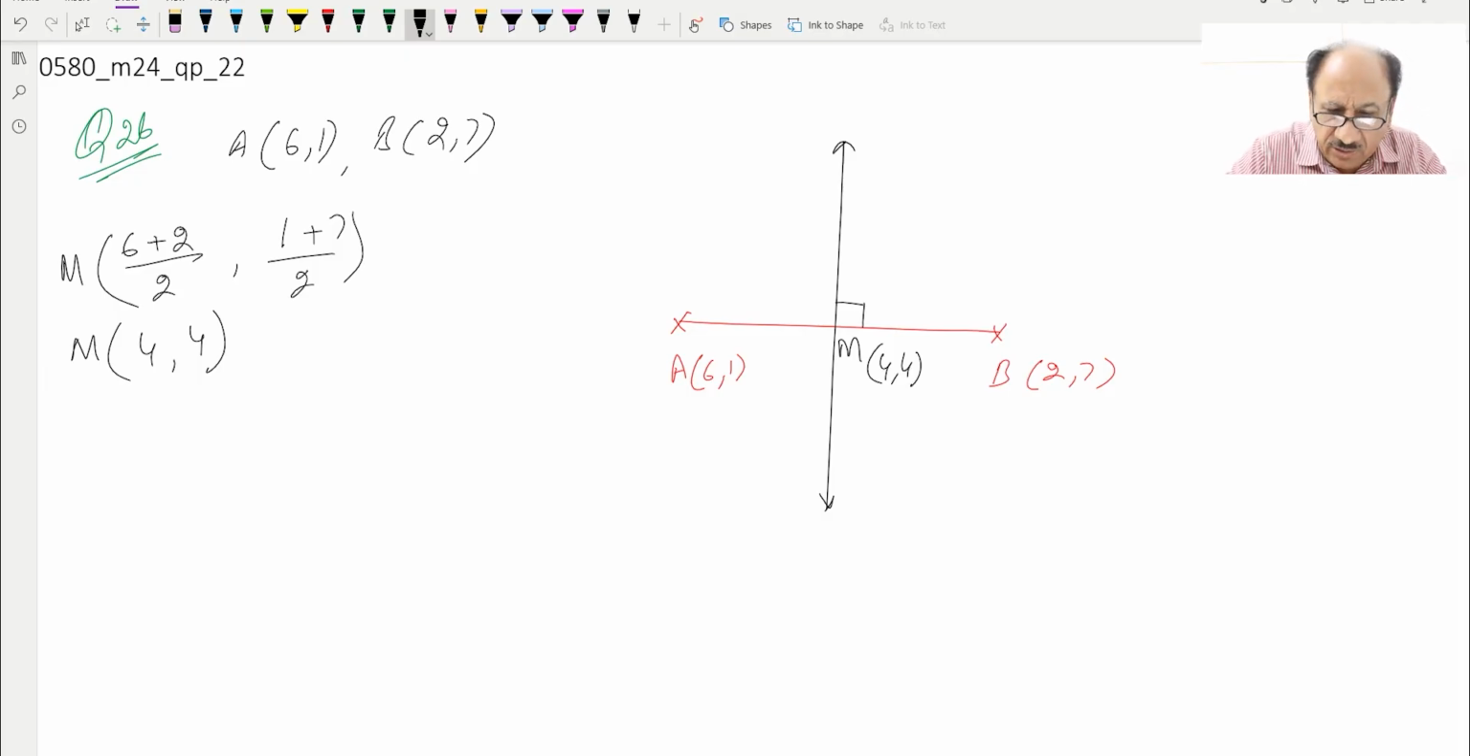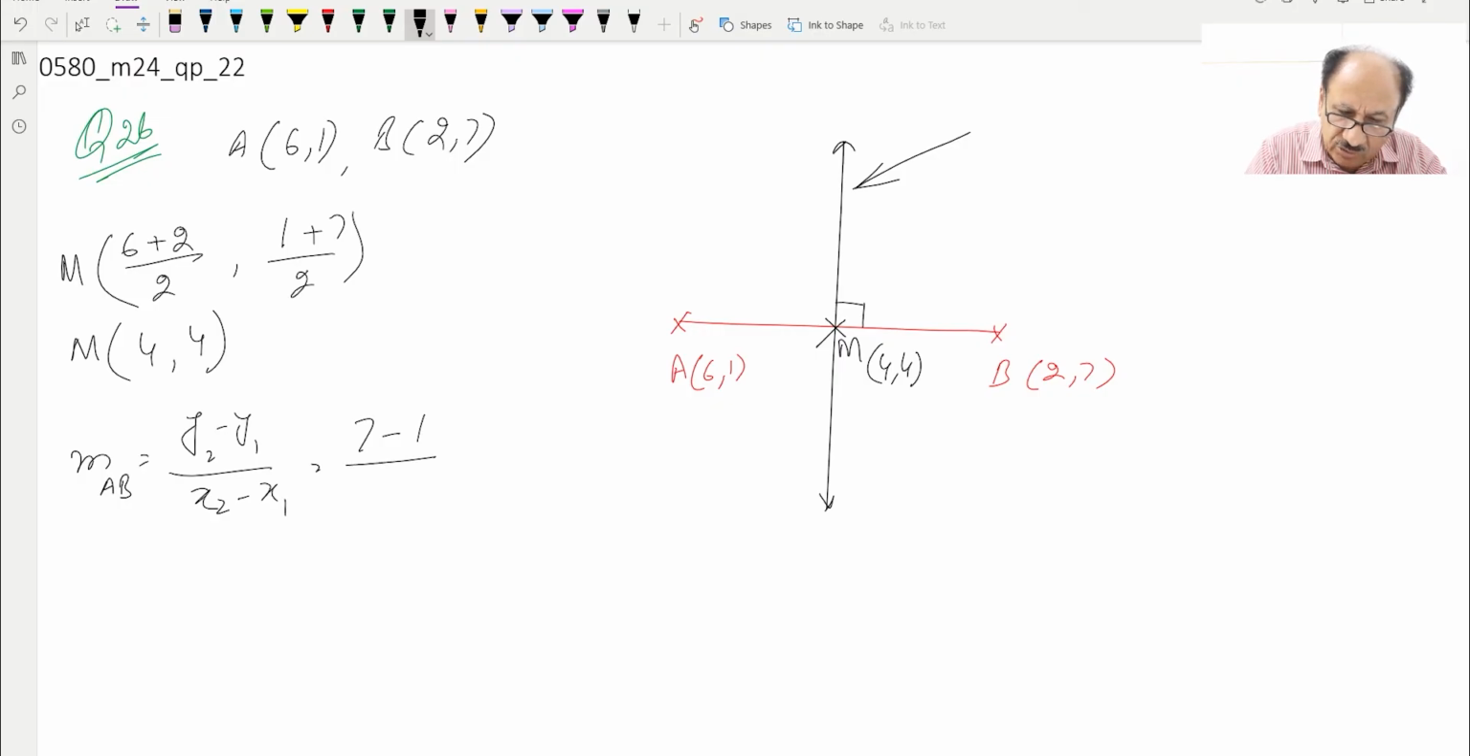Now we have to find the equation of this line, which is passing through this point M, and the gradient we don't know, but we can find the gradient of line AB. So how will we find the gradient of line AB? The gradient of AB will be equal to (y2 minus y1) over (x2 minus x1). So y2 is 7 minus y1 which is 1, over 2 minus 6, which is equal to 6 over minus 4, which is equal to minus 3 by 2. So minus 3 by 2 is the gradient of line AB.